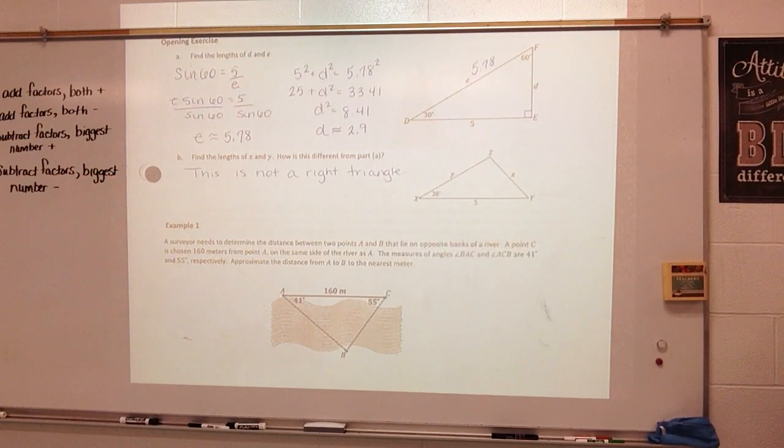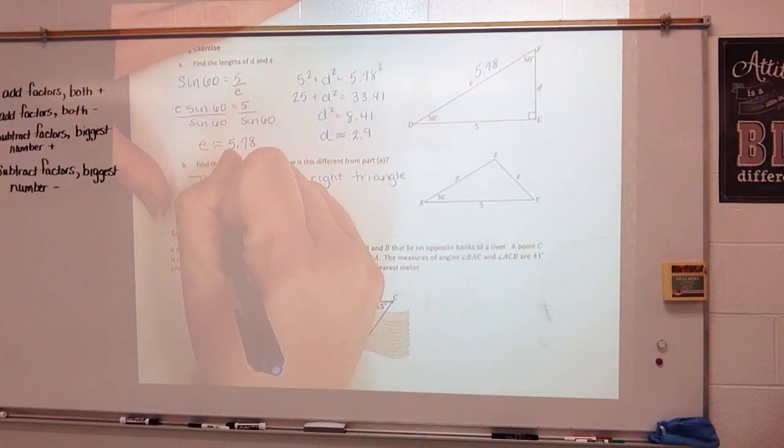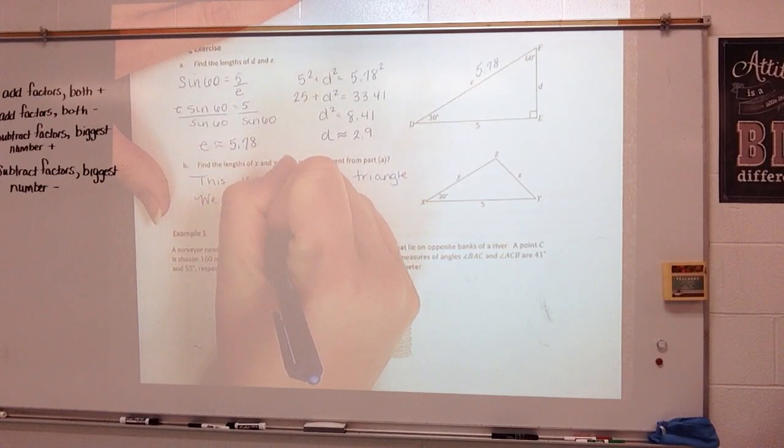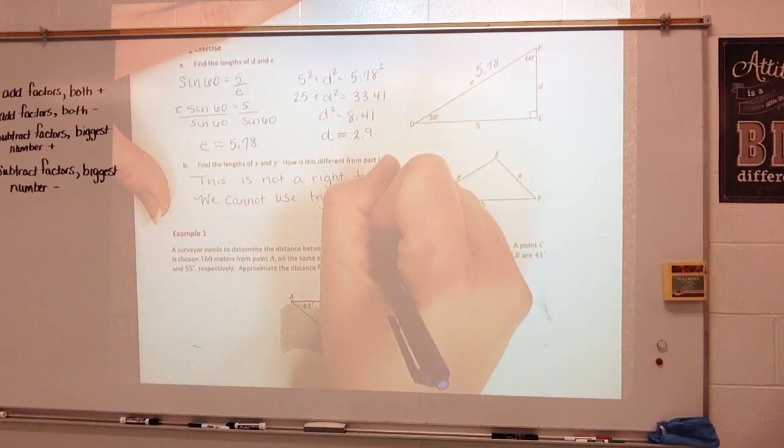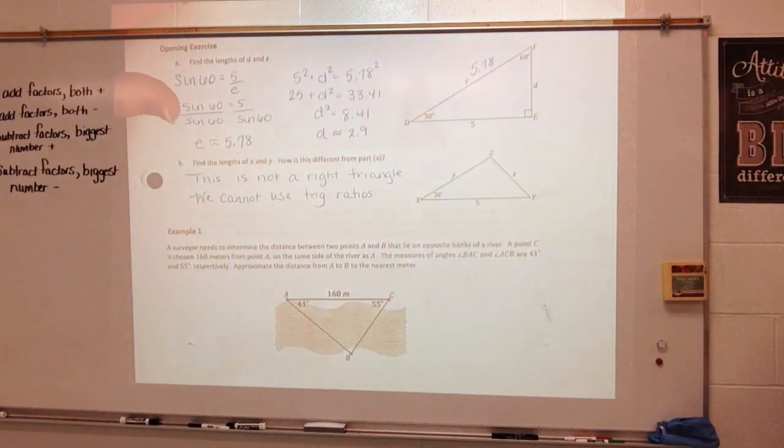So let me ask this question. Can I use sine, cosine, tangent? I cannot. Trigonometric ratios are not applicable here. We cannot use them. So we cannot use trig ratios because this is not a right triangle.